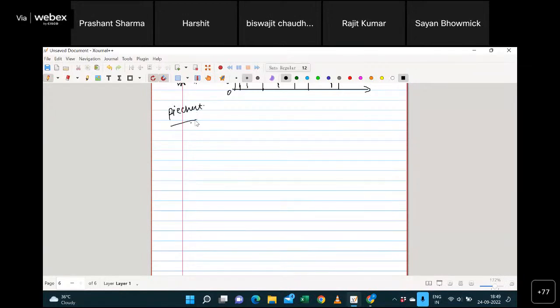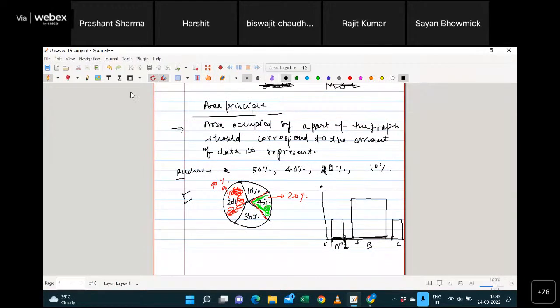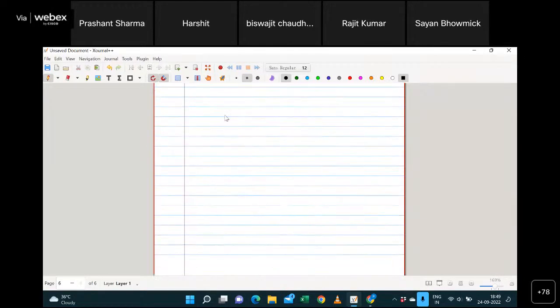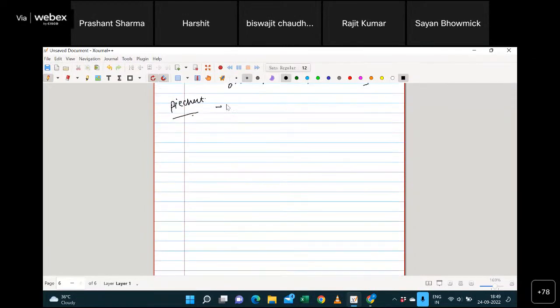Now come to the pie chart. You know, I explained the area principle, right? This is another error which we normally obtain in the pie chart, called round off errors. In some cases, we round off the given values for simplicity, but we have to keep in mind the sum of the total percentage should be 100%.